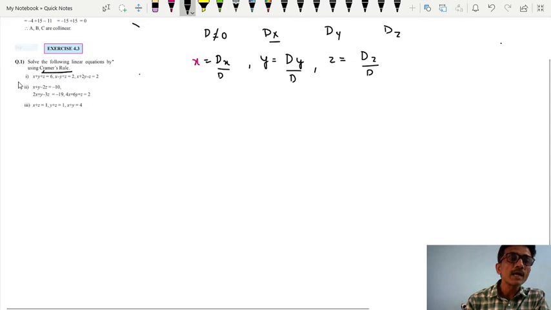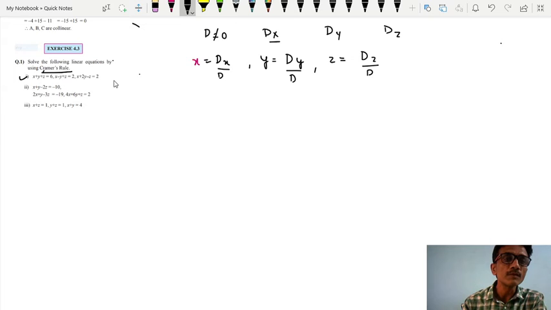Here we solve this by Cramer's rule. See, the equations are what? Here the equations are x plus y plus z is equal to 6.